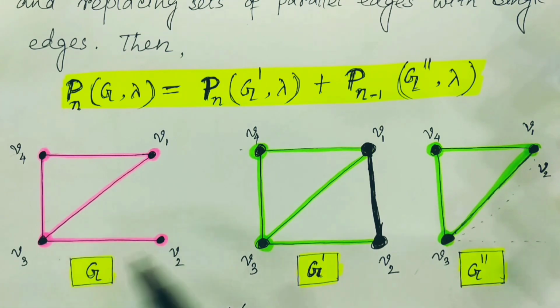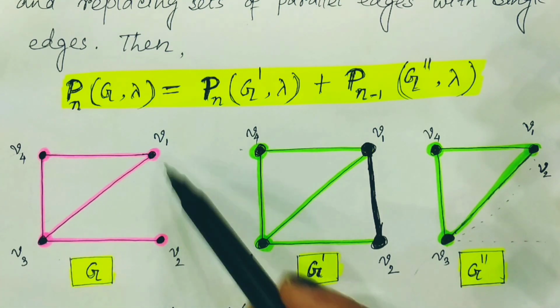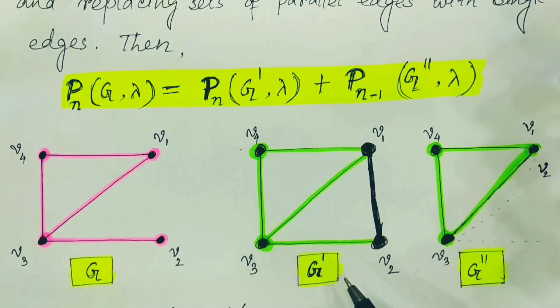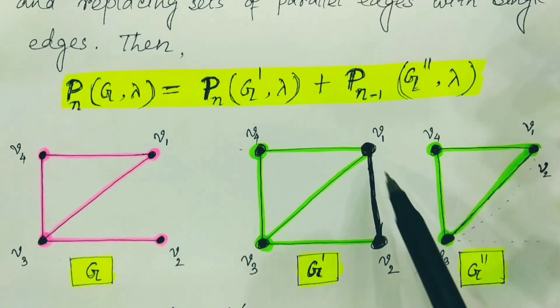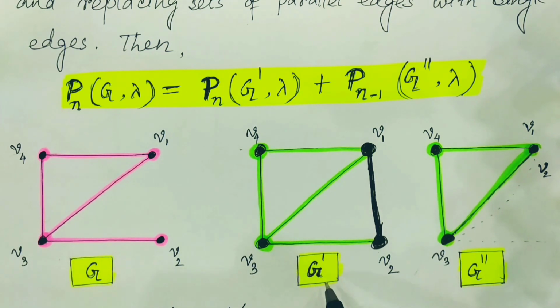The first graph should be created by joining these two vertices which are not adjacent. That means this one is called G dash. How to create this one? The same graph, only these two vertices should be joined, because they are not joined in the given graph. So in this way we create G dash.